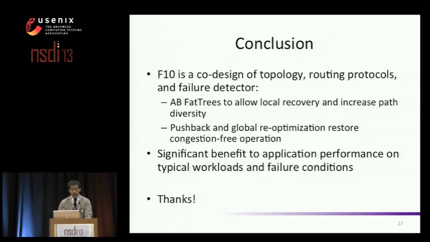And so, in conclusion, I presented F10, which is a co-design of topology, routing protocols, and failure detector, where each of these mechanisms support and improve each other. And in particular, I presented an A/B FatTree that allows for local recovery and can increase path diversity closer to the failure. I also introduced a set of cascaded routing protocols that can restore congestion-free operation. And finally, I showed that F10 gives significant benefit to application performance on typical workloads and failure conditions.